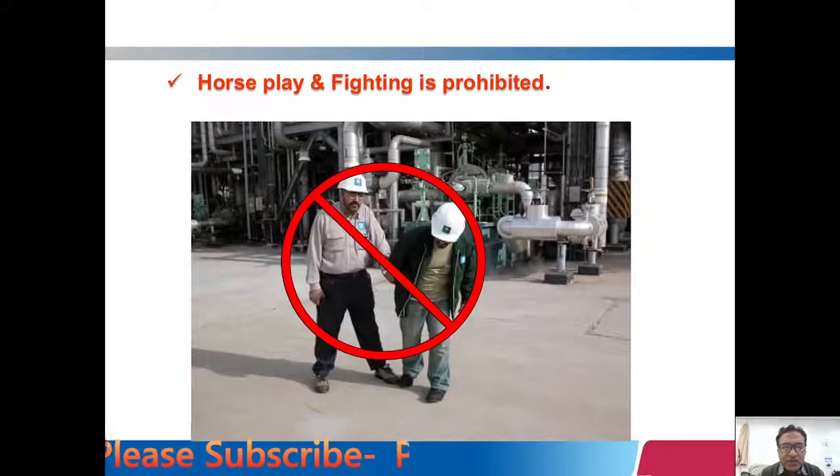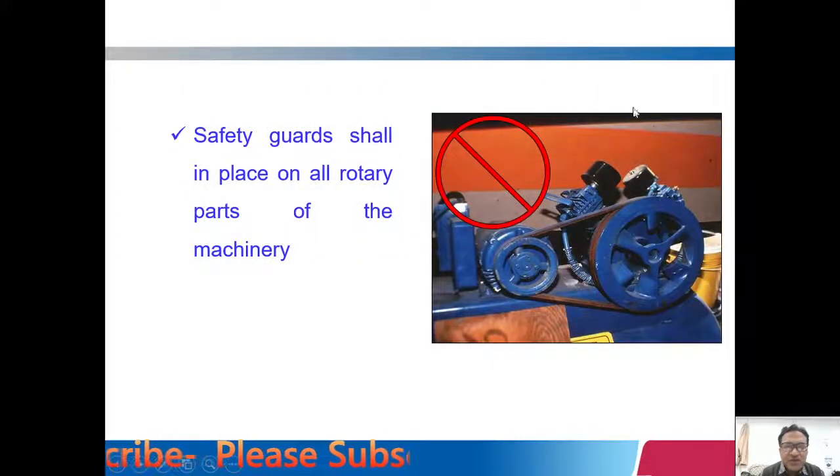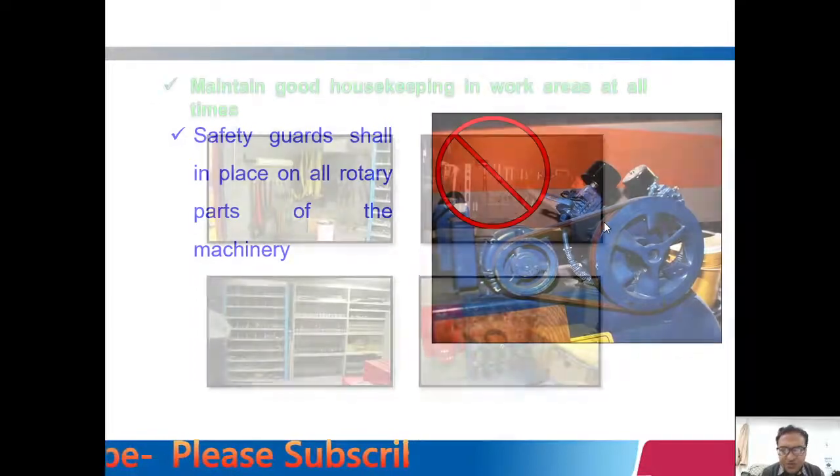At your project, or in my project, we have different nationalities. If someone misbehaves or something is wrong, you have to inform your manager or the safety guys. Use only proper tools and equipment in safe working condition. Do not use substandard tools. Hand tools, power tools, and electrical wires should be free from splices or any kind of defect. Safety guards shall be in place on all rotating parts of the machine.